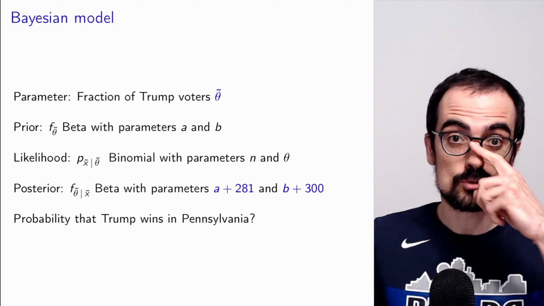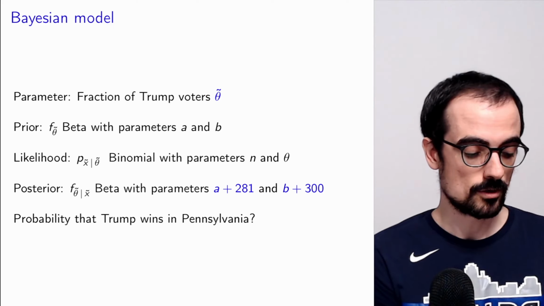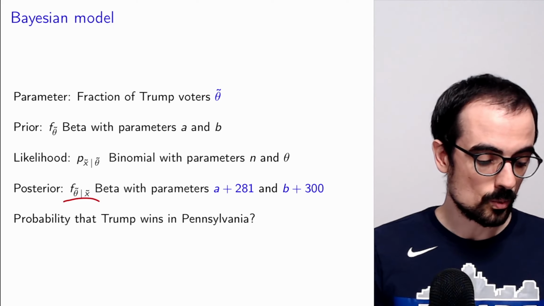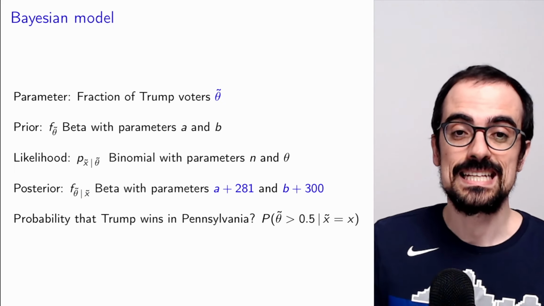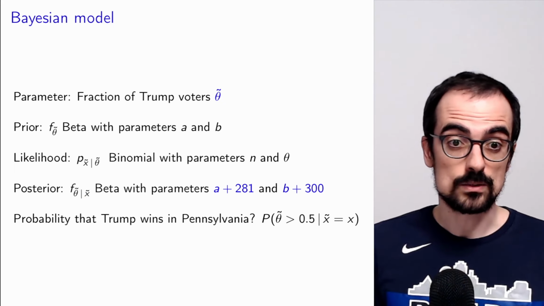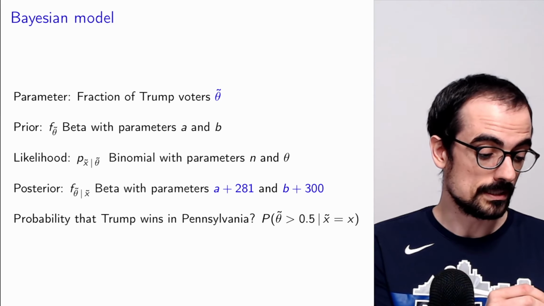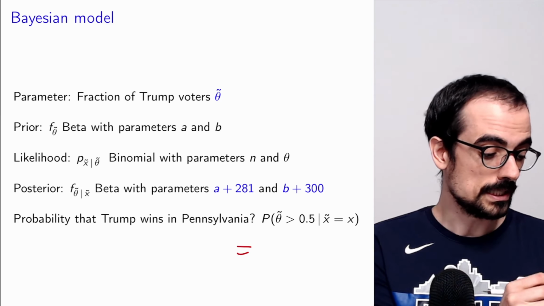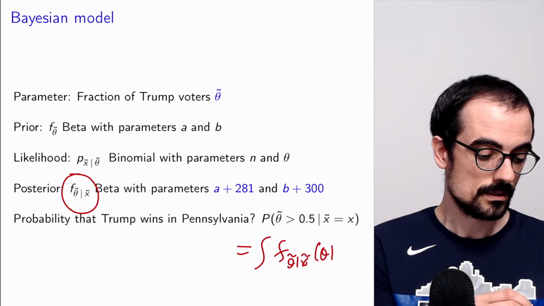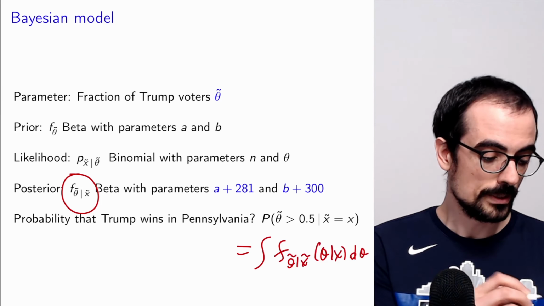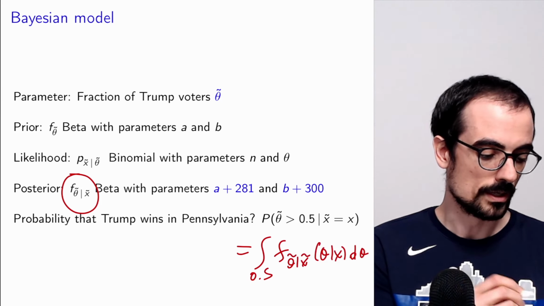What's the probability that Trump wins in Pennsylvania? How do we compute it from our posterior? Well, we want the probability that theta is bigger than 0.5 given the data that we see. So what are we going to do? I didn't write it down explicitly, but I will. You take the posterior and you integrate it from 0.5 to 1.